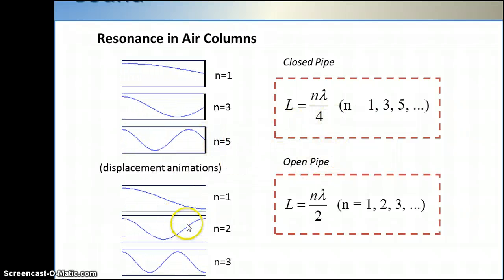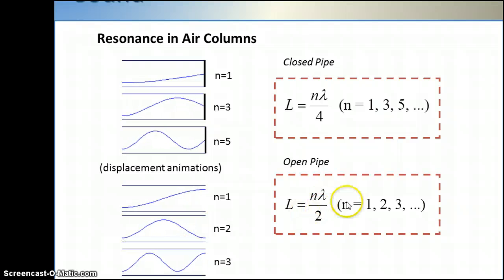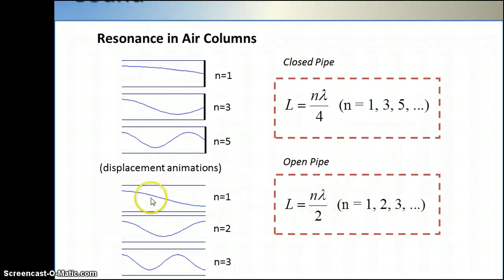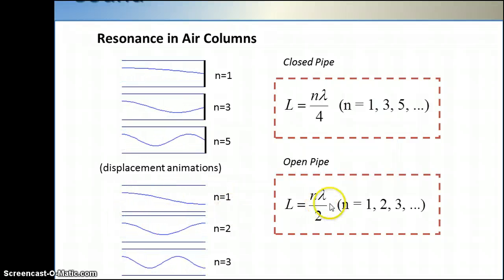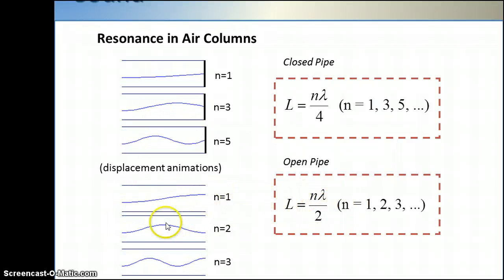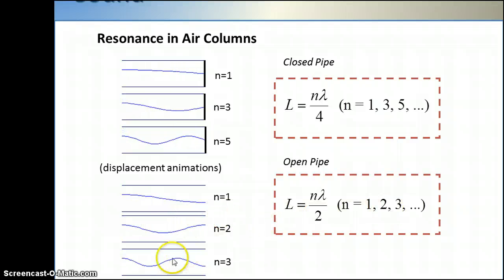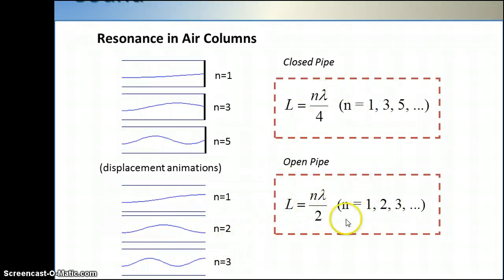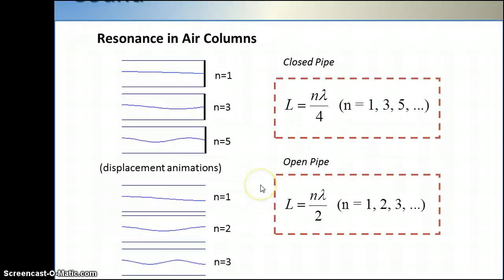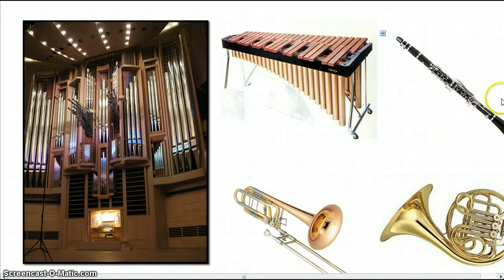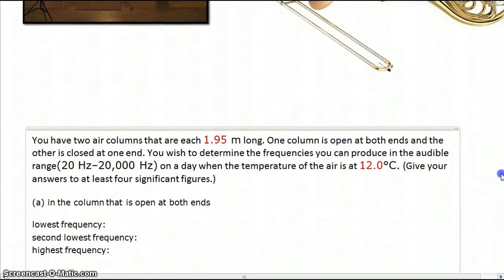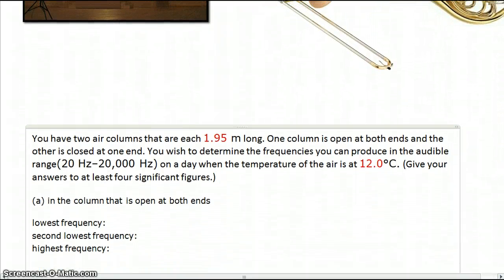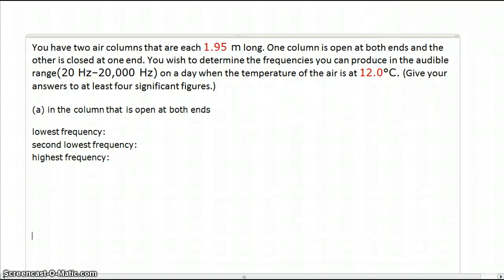Now with an open pipe, as you can see in the animation here, we're dealing with integer multiples of half wavelengths. The first frequency contains half the wavelength, and then you have 2 halves of the wavelength, or full wavelengths, and 3 halves of the wavelength, and so on. So we're going to use these formulas to try to answer what I think is more of a challenge problem. If this makes sense, hopefully the whole unit will make sense to you.